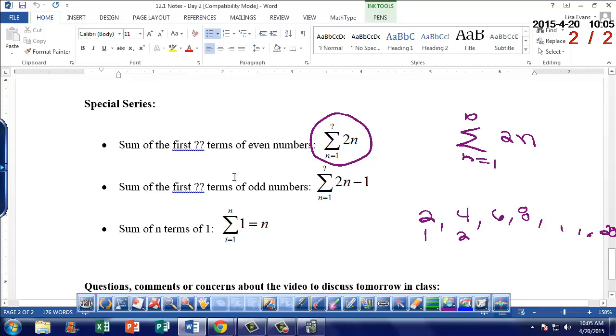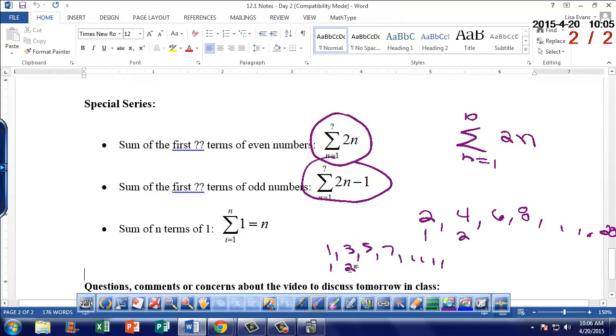This one is also good to know because it says the sum of the first so many terms of odd numbers. The rule for odd numbers is 2n minus 1. I would definitely know this. So for example, 1, 3, 5, 7, and so on. What am I doing to 1 to get 1? If you multiply 2 times 1 minus 1, you get 1. How about what am I doing to 2 to get 3? 2 times 2 minus 1 is 3, and so on. So this is a good rule to know for odd numbers.